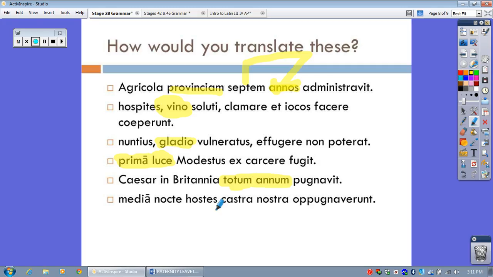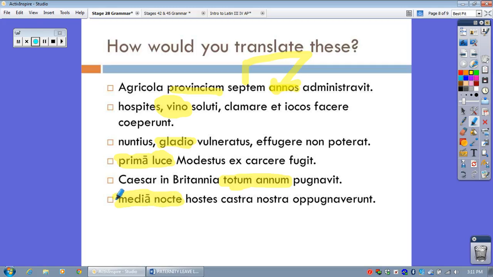Last but not least. Media nocte hostes castra nostra oppugnaverunt. Okay. So in this sentence, it starts with media nocte. Look at that. There's a long mark over the A, and this third declension noun ends in E. Once again, last case is the ablative A, O, E, isisibus. And what does media mean? It means the middle. What does nox noctis mean?